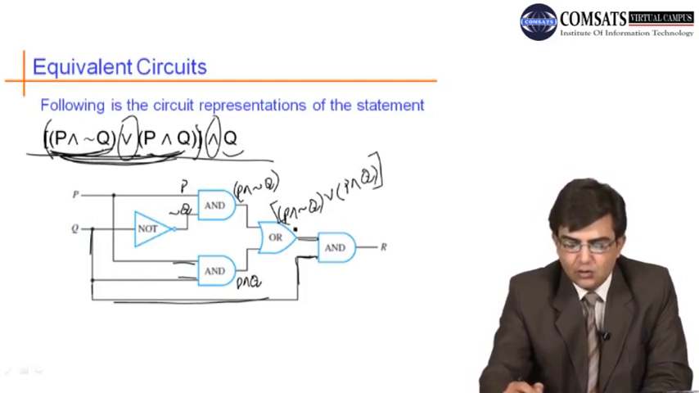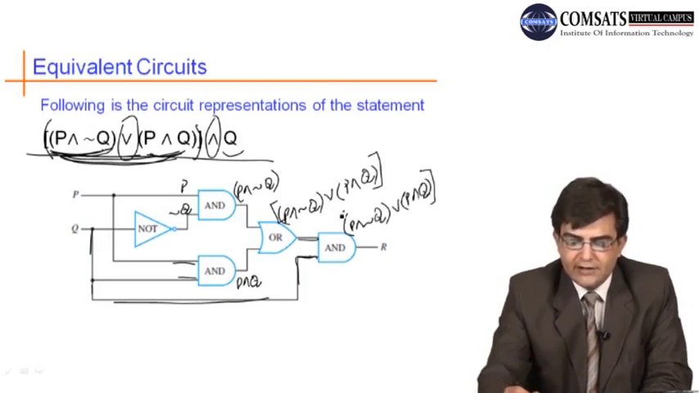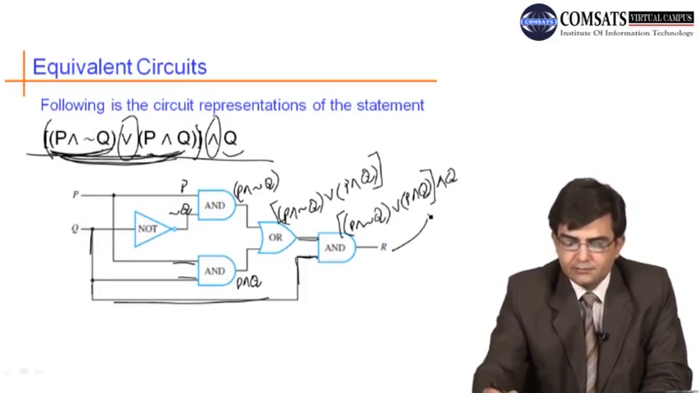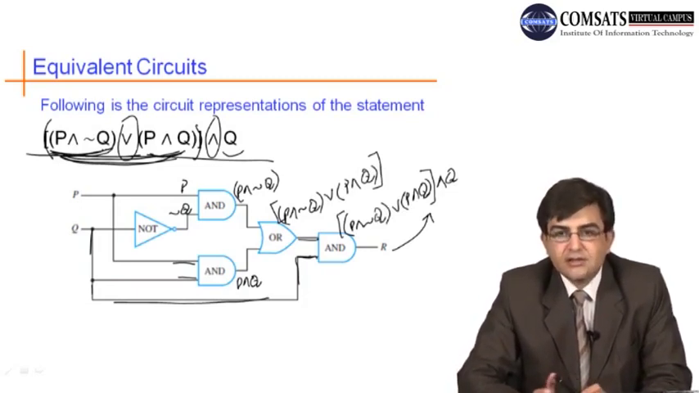This represents this whole bracket and Q, that is, P and not Q, or P and Q, whole bracket, and Q. So this is our R. So this is how we can construct circuits. We have discussed in the previous lecture how to construct circuits if we are given Boolean expressions.